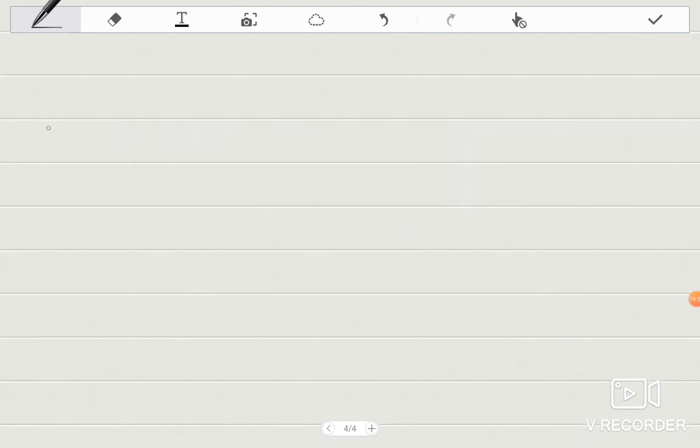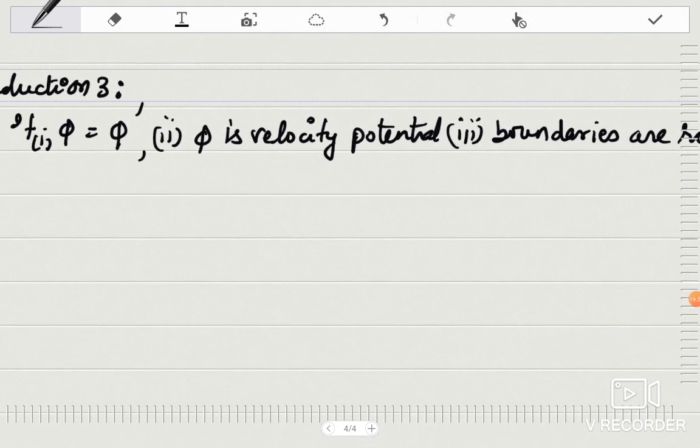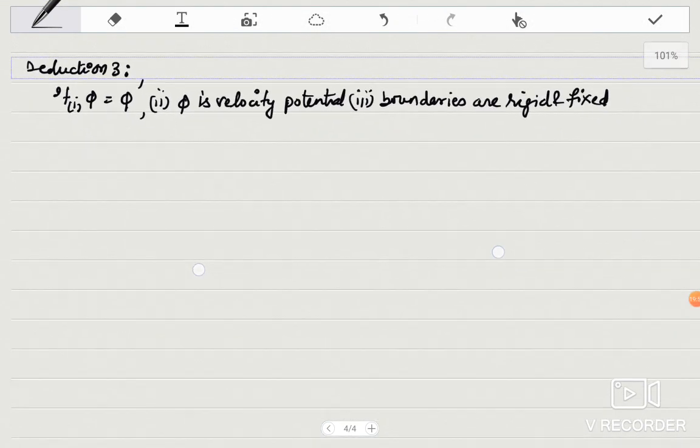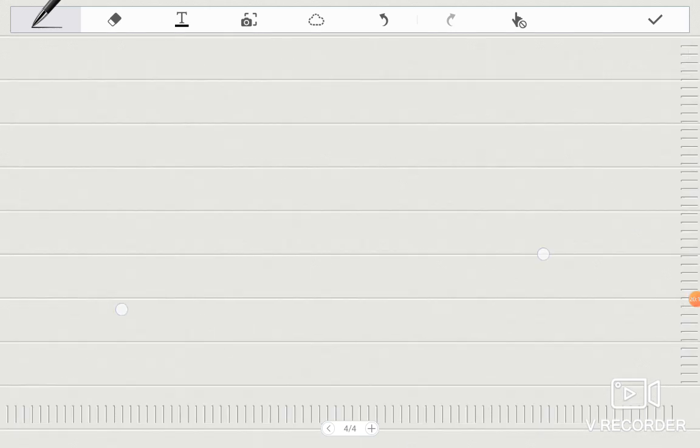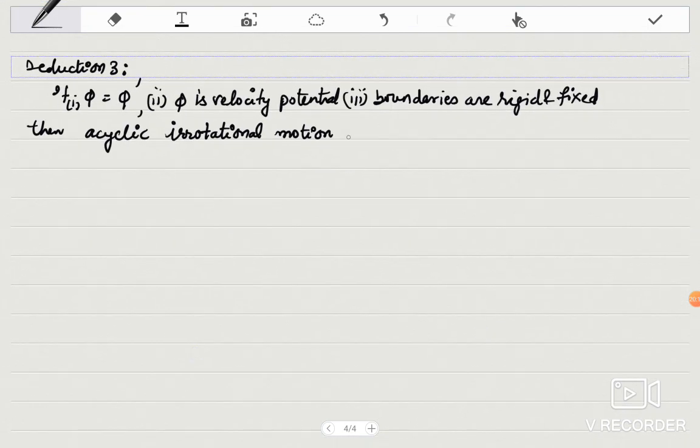Then a cyclic irrotational motion is impossible.